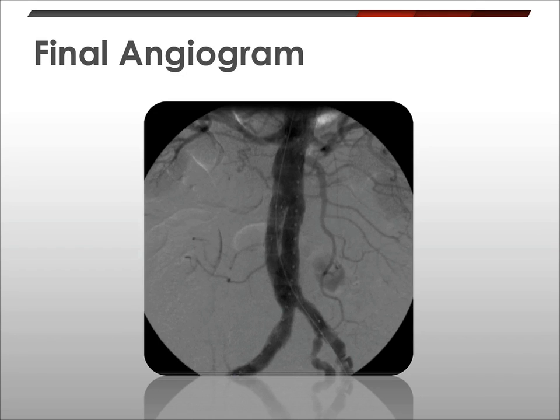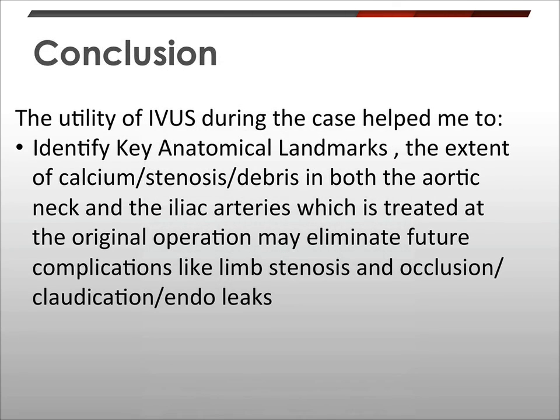This final angiogram run certainly does not identify any iliac limb stenosis that's obvious, and yet that is precisely what we found by intravascular ultrasound. In conclusion, the IVUS catheter helps me in so many ways, including identifying key anatomic landmarks, how much calcium or stenosis or debris is in both the aortic neck and in the iliac arteries, which can be treated at the time of the original operation.